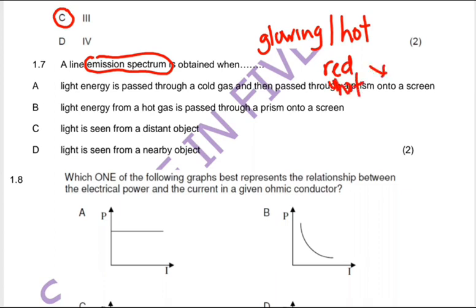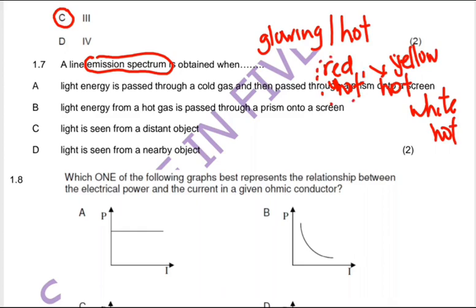Then it can sometimes become yellow hot. Then sometimes it becomes white hot. So what's happening is that red hot means the metal is emitting colors in the red frequency. Yellow hot, it's emitting colors in the yellow frequency. White hot, it's emitting all colors, so it appears white.